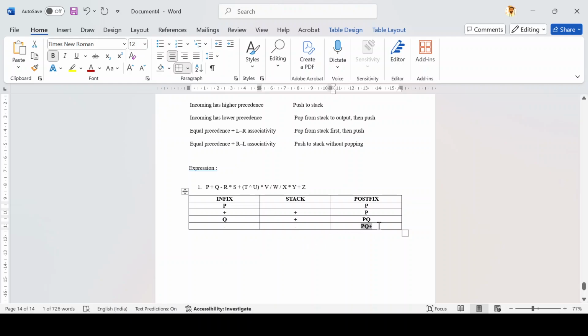Now R is coming. Minus is in the stack, and we push R into the output expression.